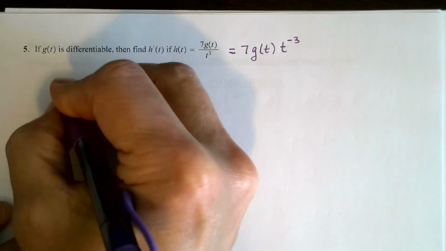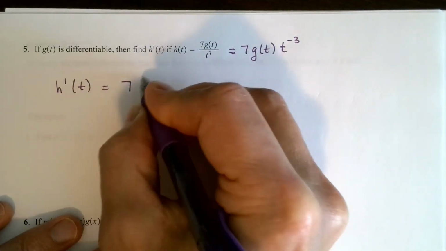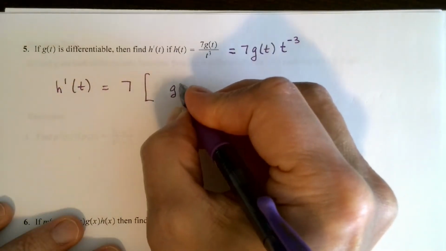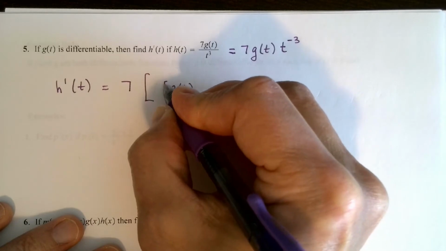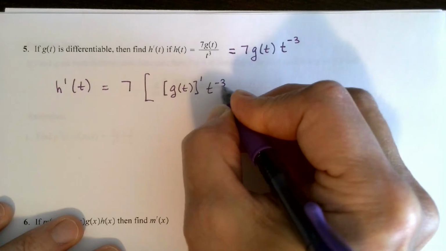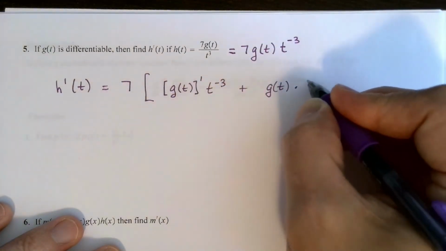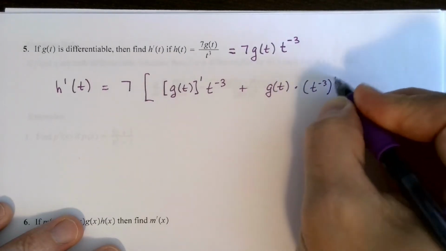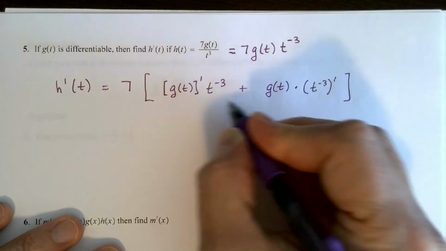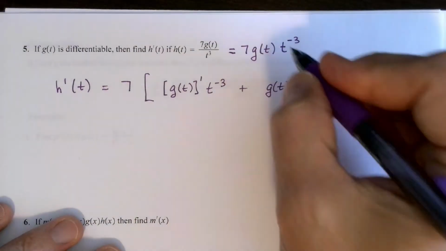So the derivative is going to be what? Well, first of all, this 7 is a constant multiple. I'm going to pull that 7 out, right? And I'm going to take the derivative of what's inside. So it's the derivative of the first function times t to the negative third power plus g of t times the derivative of the second function. So this is the constant multiple rule. This is the product rule again. We're going to write this as a product, and we're going to use the product rule.